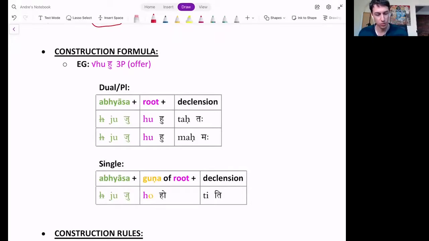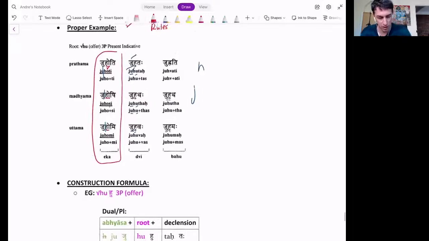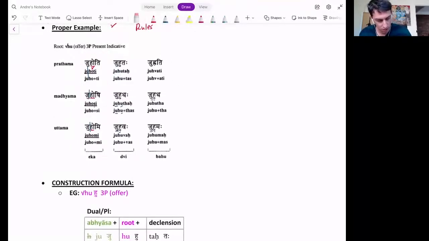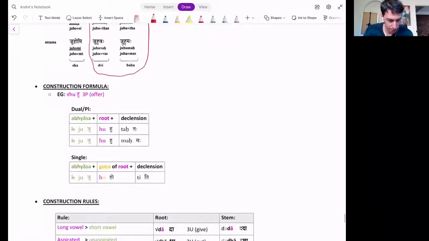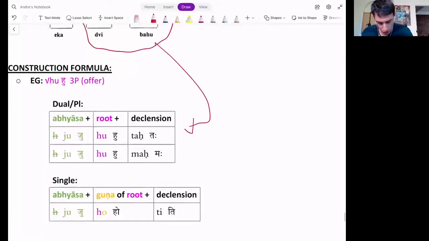Let's look at the dual and plural. We're going to see how we create this section here. We're only looking at this section. There it is, dual plural. Abhyasa means the duplication part, the green part. The root, the original root, and then the declension. The declension we can pretty much cross out. That's easy. You already know that from karomi and tanoti.